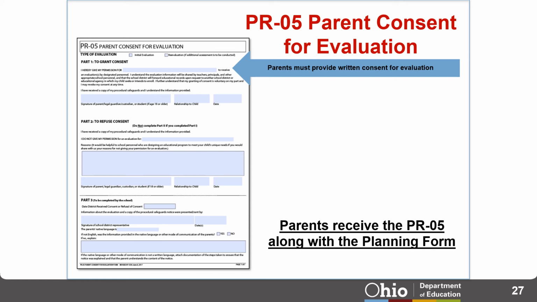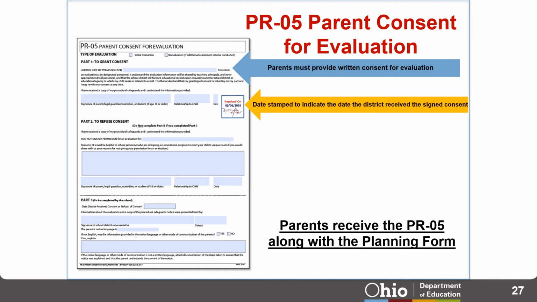The PRO5 should be date stamped by the district to document the date the district received the signed parental consent. The 60-day timeline to complete an initial evaluation starts on the date the district receives parental consent. If the district does not date stamp the PRO5, the date the parent signed is the start date for the 60-day timeline. It is important every effort is made to involve the parent in the evaluation process and to gather any relevant information about the child.